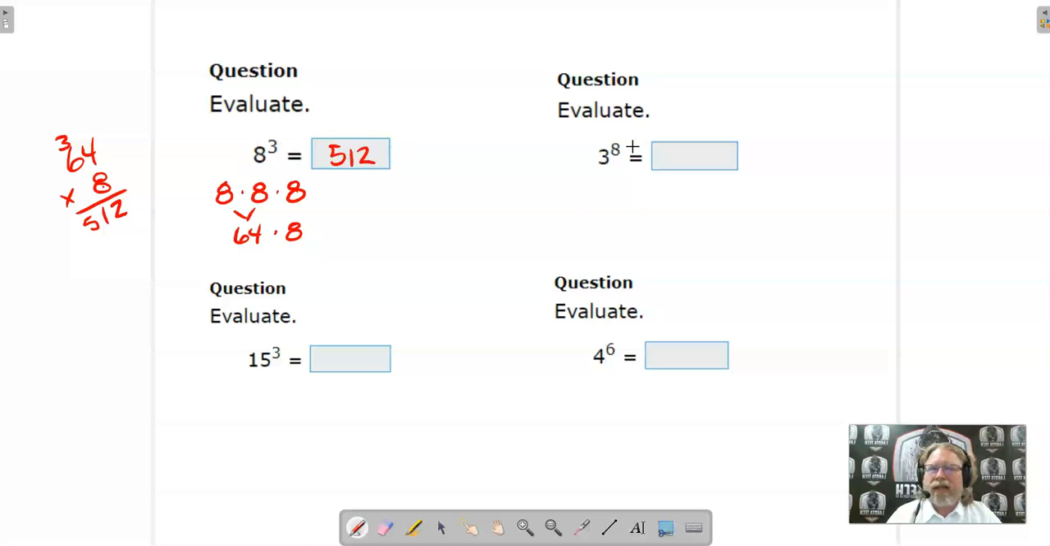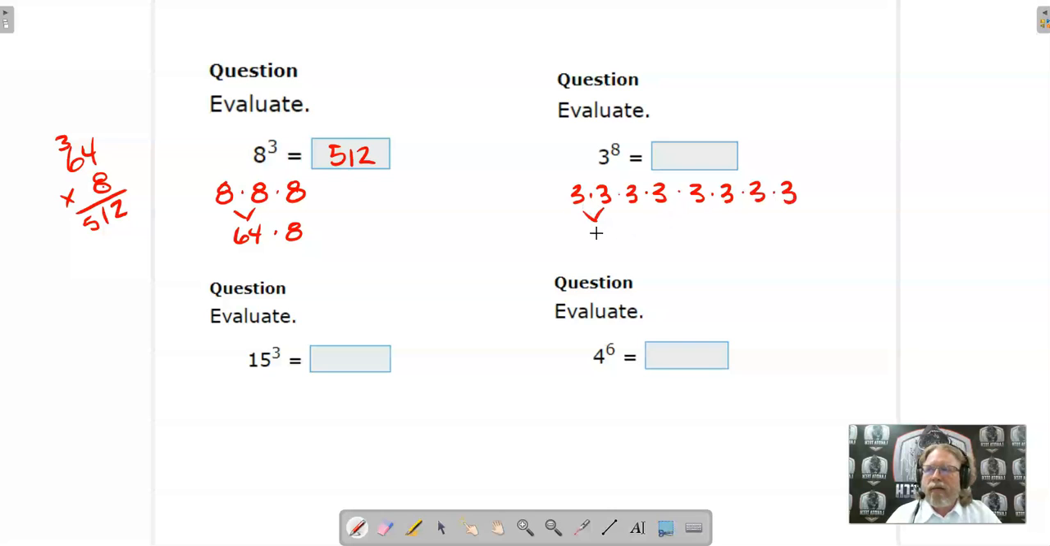Now, notice that here 8 is the base and 3 is the exponent. What if 3 is the base and 8 is the exponent? So that is 3 times 3 times 3 times 3. There, I'm halfway there. Times 3 times 3 times 3 times 3. There, 8 of them. Wow.